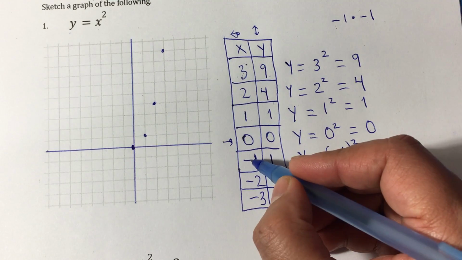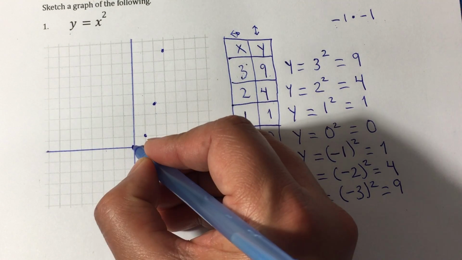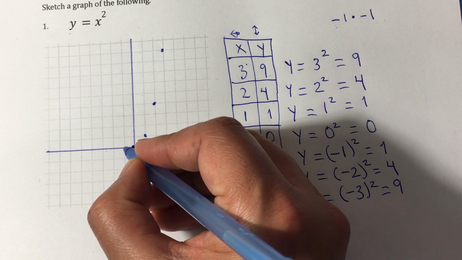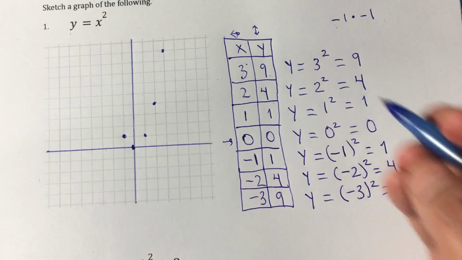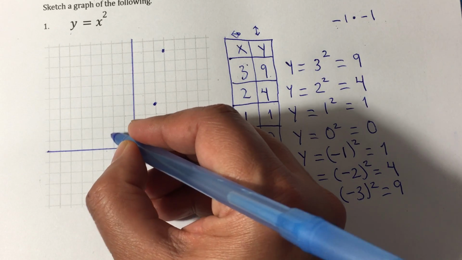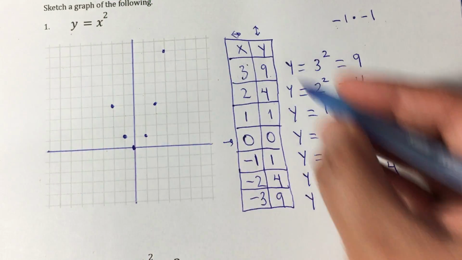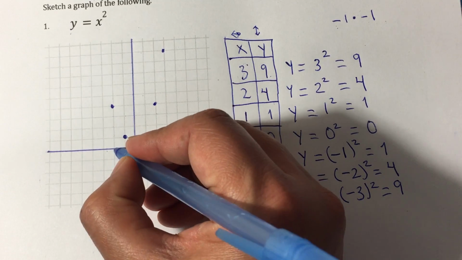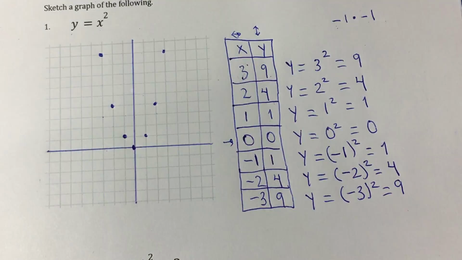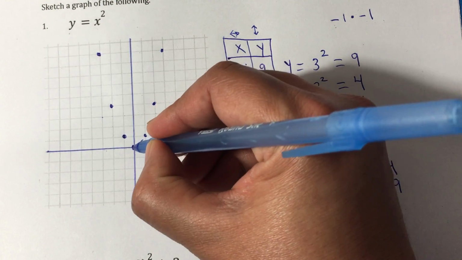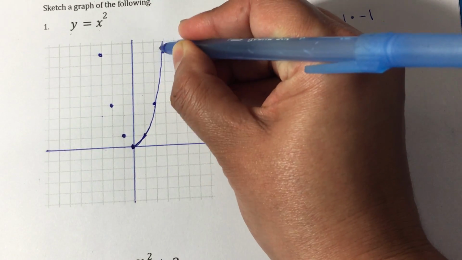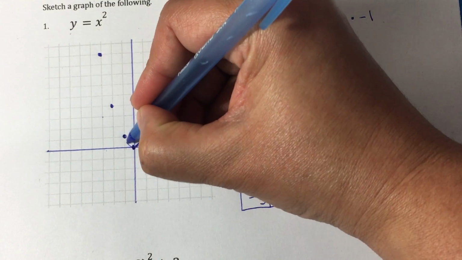Then in here, -1 on x, but +1 on y. So it wouldn't be negative and negative. It's negative on x and positive on y. -2, +4. And finally, -3 and +9 right there. And so now you can see why when we have y equals x squared or f of x equals x squared, we have a parabola.